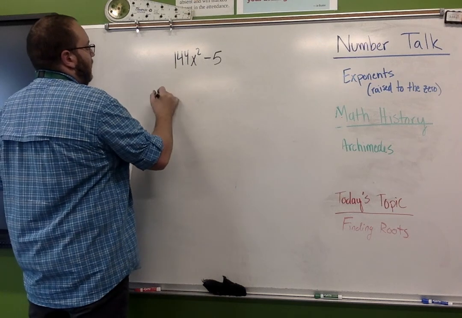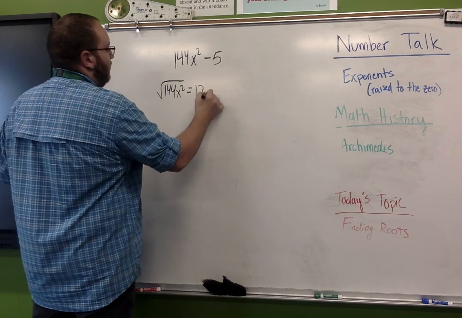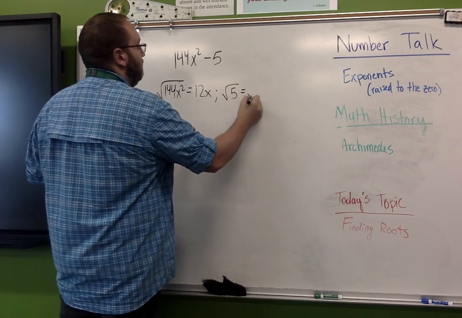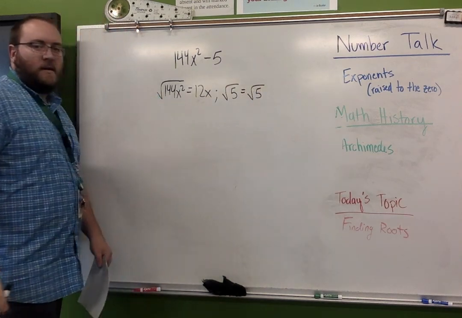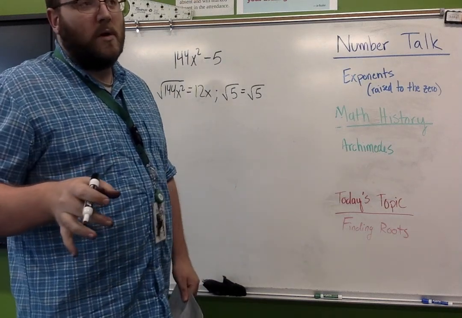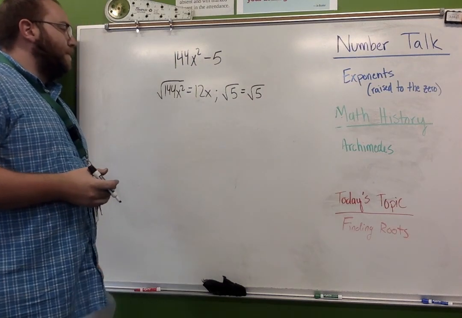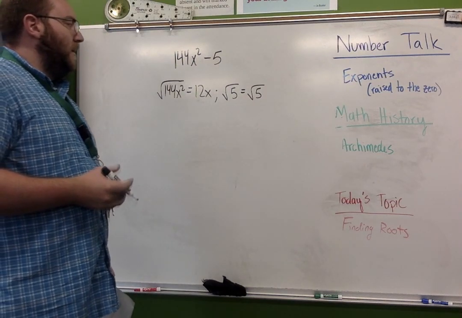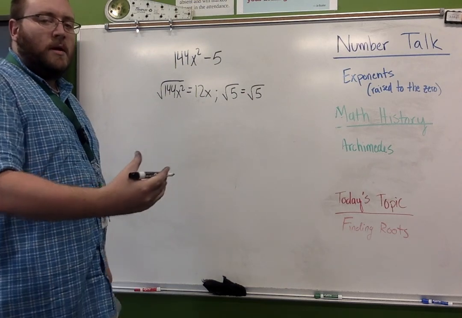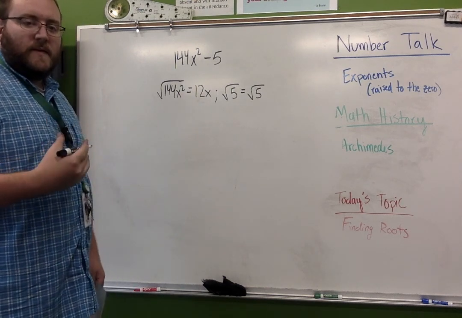Anyways, the square root of 144x squared is 12x. The square root of 5 is just the square root of 5. You might put it in your calculator, type in square root of 5, and you'll get a decimal. It's going to be 2.4 something, I think. That's not right. Remember, that square root of 5, it's an infinite decimal. So it doesn't matter how long you write for, it's never going to be correct. So we're just going to leave it as square root of 5.